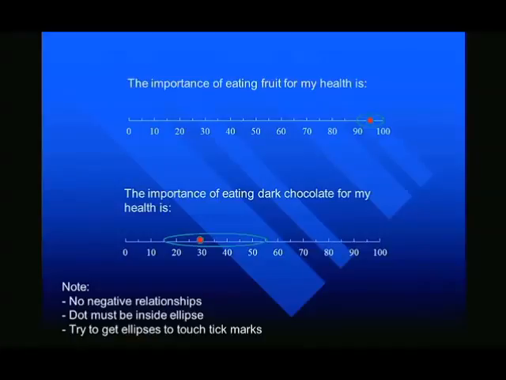Please, there are no negative relationships. It's not that you couldn't accommodate them in this process, it's just we're not using negative relationships. The dot must be inside the ellipse. You'll understand that. It's a continuous scale, so it's up to you entirely where the ends of the ellipse go. You will make my task easier if you touch one of the ticks with your ellipses, so I don't have to start guessing in between the two ticks. I'm not sure that's a good thing to say when it's a continuous scale. Never mind.